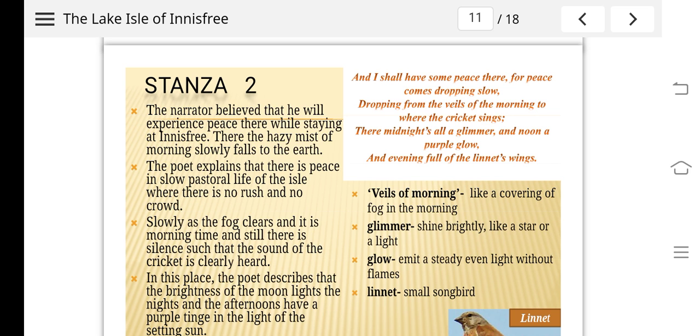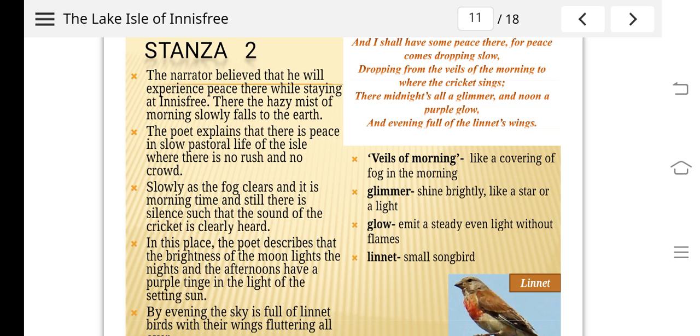You all have experienced this when you have been to your village some time. In the morning, how the mist falls down slowly to the earth. The poet explains that there is peace in the slow pastoral life of the isle, where there is no rush and no crowd, because that's a free place. Now you can see in the third point, it is mentioned that slowly the fog clears and it is morning time, and still there is silence such that the sound of the cricket is clearly heard.